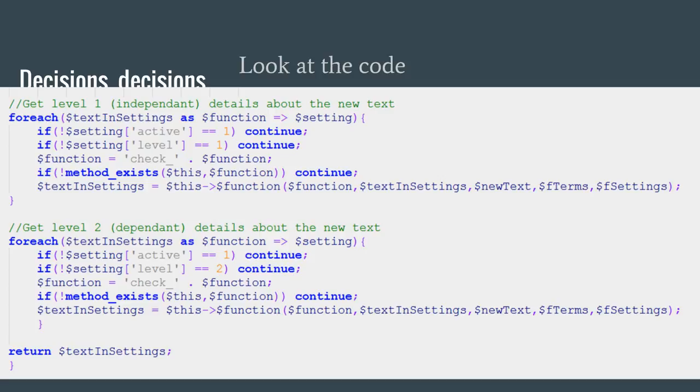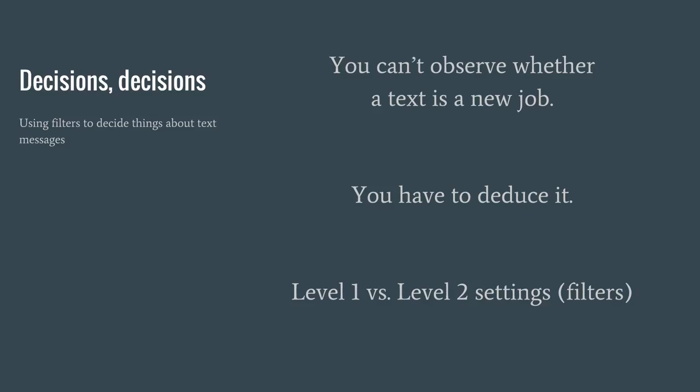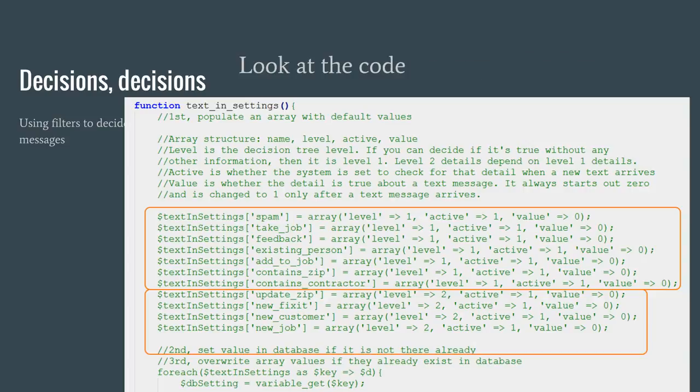Basically, you loop through that array we saw a second ago, and you loop through it twice because guess what? Not all filters are created equal. You have level 1 and level 2 filters. Let me get into that a little bit. Why do you have 2 levels of filters? Well, you can't directly make an observation or make a measurement that says, okay, yeah, this text is a new job. You have to make a deduction. So you have these 2 different kinds of filters.